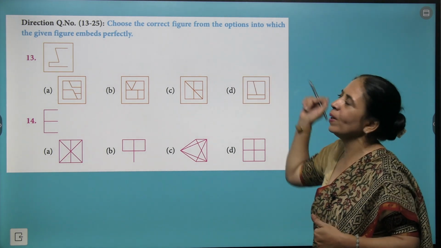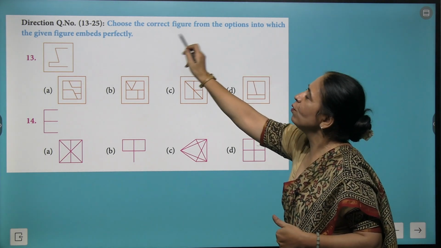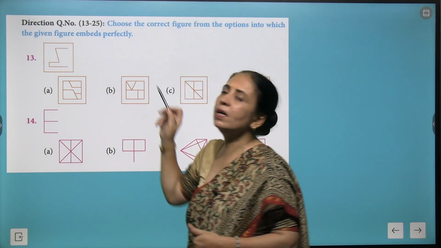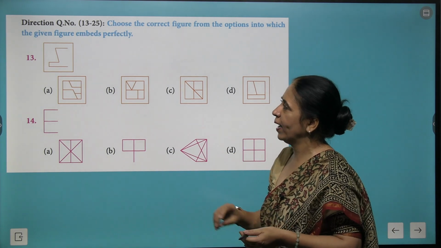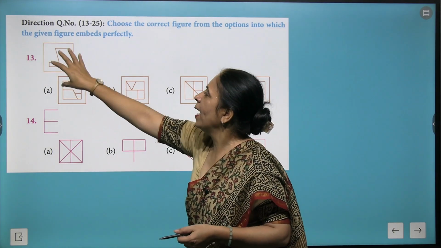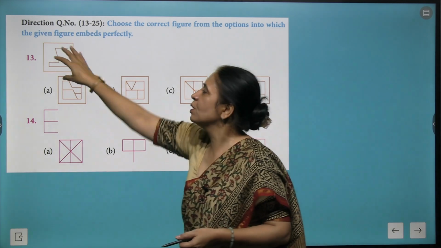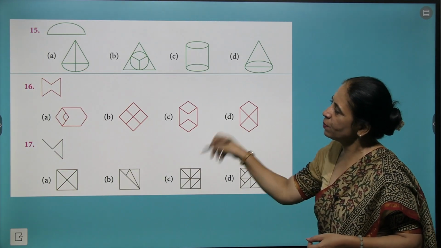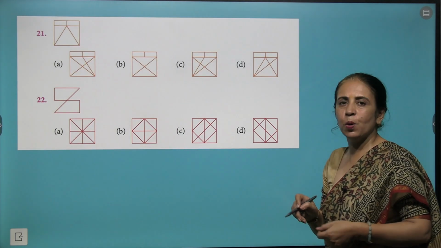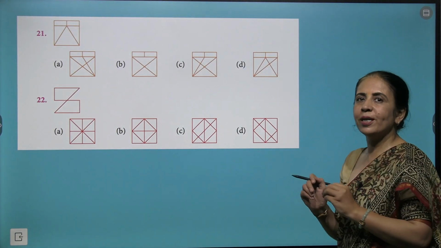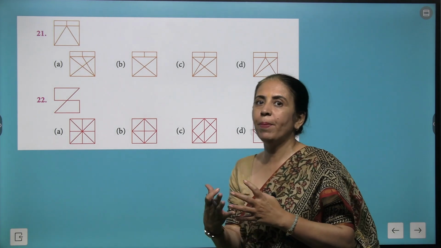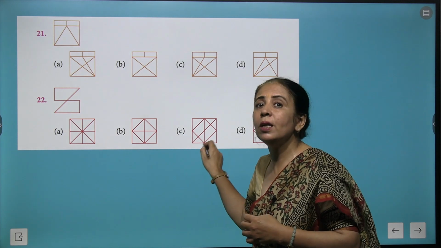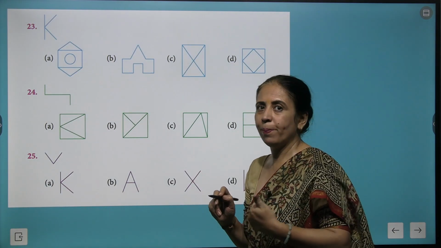The second category of question you get here is that you have to choose the correct figure from the options into which the given figure exactly embeds perfectly. That means you have to see in which of these figures this figure exactly embeds. Similarly, we have more questions of this pattern which you are going to explore. Once you start solving such questions, it improves your illusion power. That means you are able to identify the things which are normally not visible, and it improves your personality.